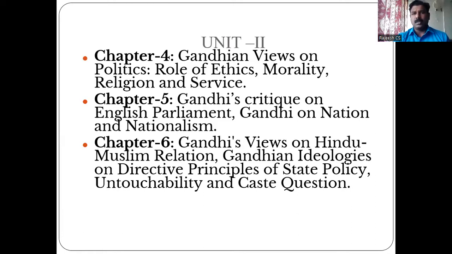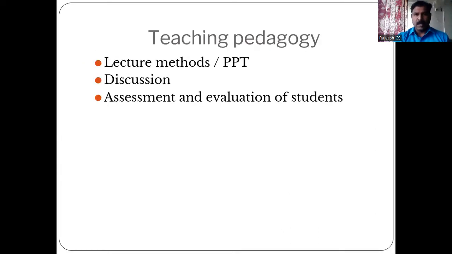In Unit 2, we have three chapters. One is on Gandhian views on politics, the role of ethics, morality, religion, and service. The fifth chapter is on Gandhi's critique of the English Parliament, Gandhi on nationalism, and lastly, Gandhi's views on Hindu-Muslim relations, Gandhian ideologies on directive principles of state policy, untouchability, and the caste question. So these are going to be part of Unit 2, and we will use the same teaching pedagogy there.